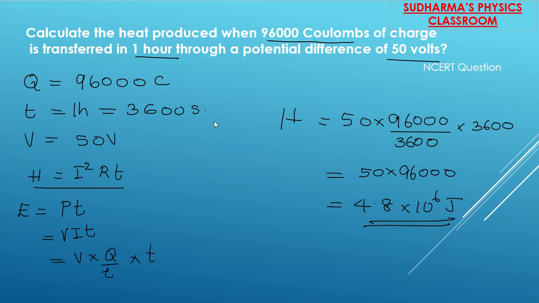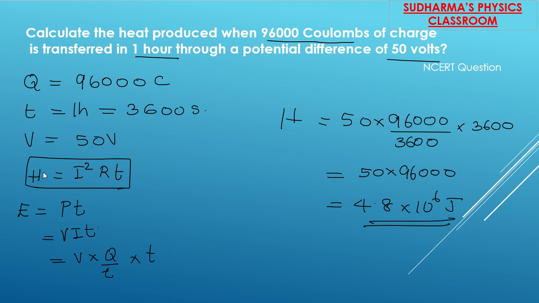Another way of solving is, you find out current from the formula Q by T. Because if you have to go with H equals I squared RT, you can take this as homework. So find out current using the formula Q by T, then find out resistance using the formula V divided by I, then substitute. That means you will have to do 2-3 times this long calculation. So this gives you the answer very easily. That is why I've gone with this.